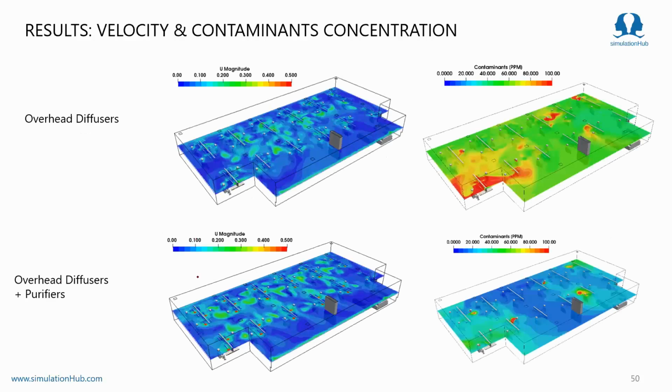So you can see this is the bottom. This is the overhead diffuser plus purifier result. You can see the velocity contour is more or less the same. The only difference is that you can see some high concentration spots. This is because this plane is very near to the exhaust, so that's why you have seen this. Now let's analyze how the purifier solves our problem.